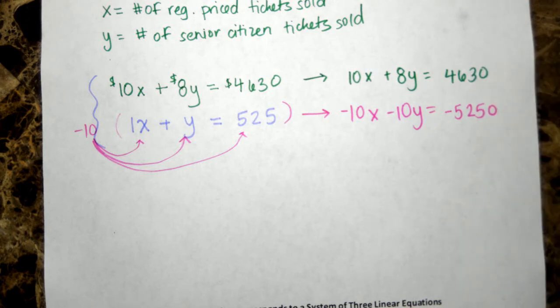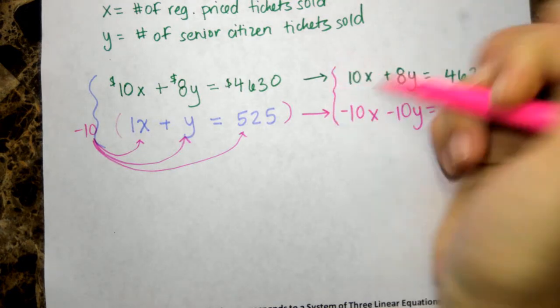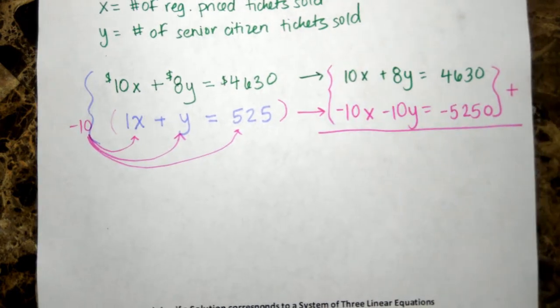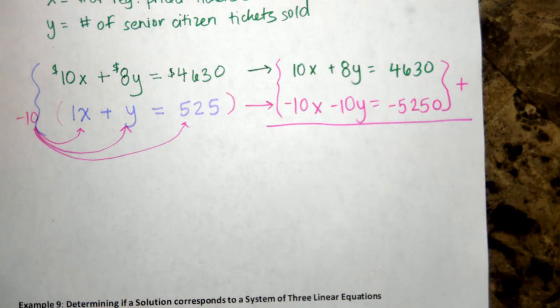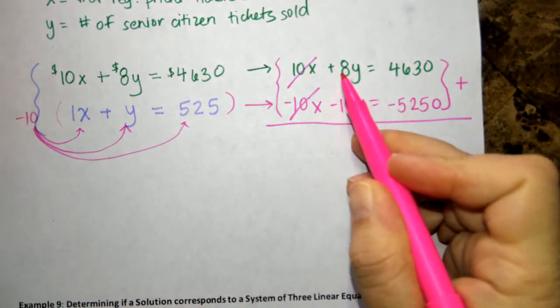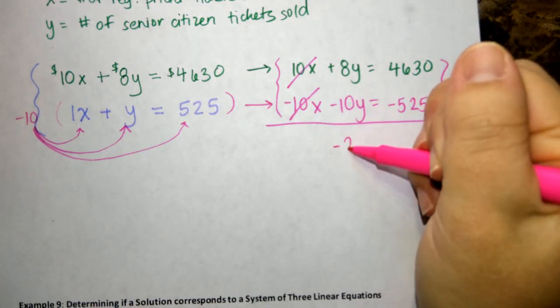Okay. All right, and now that I have my new and improved system of equations, I'm going to add these two equations up and see what happens. 10x plus negative 10x. Well, that's 0x. Those cancel out. 8y plus negative 10y. That is negative 2y.